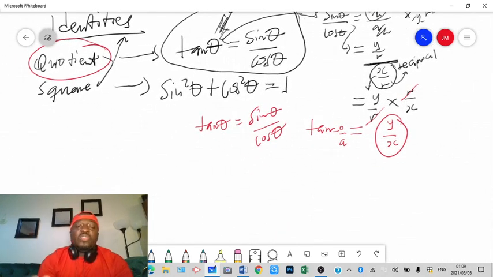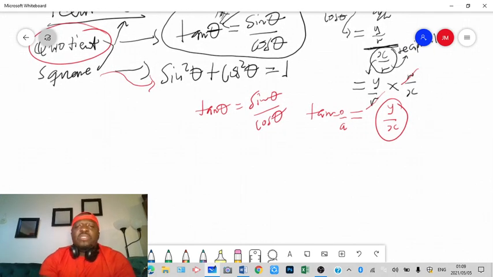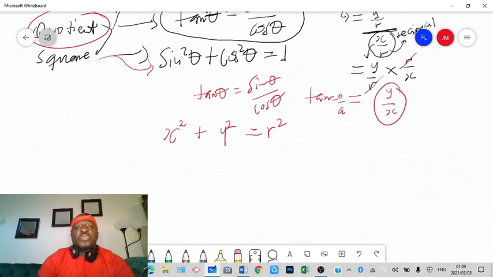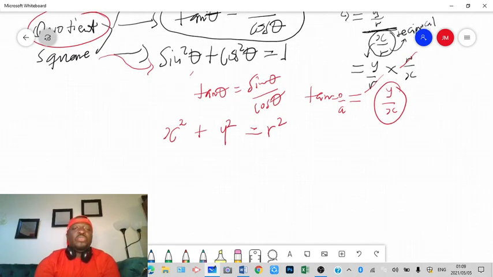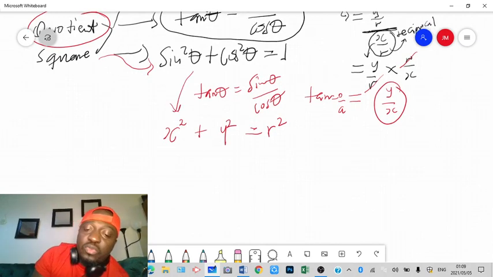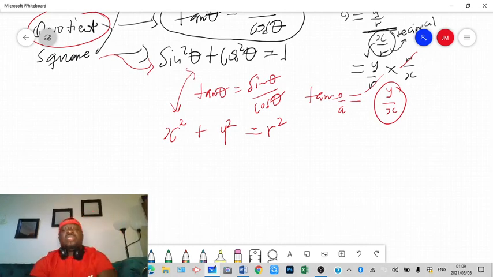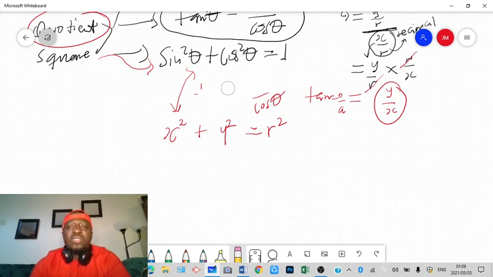Finally, let's look at the square identity. Where did this come from? The square identity came from the Pythagoras theorem. The Pythagoras theorem says that x squared plus y squared is equal to r squared. So you want to use the Pythagoras theorem to prove that sine squared theta plus cos squared theta is equal to 1.